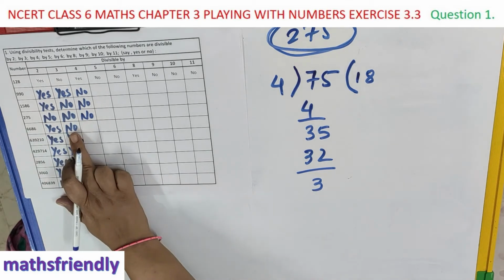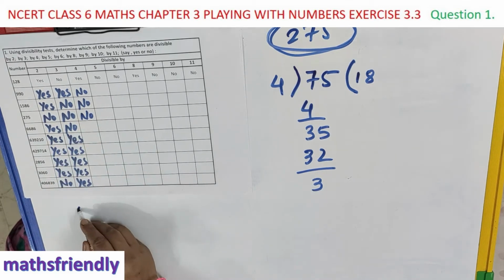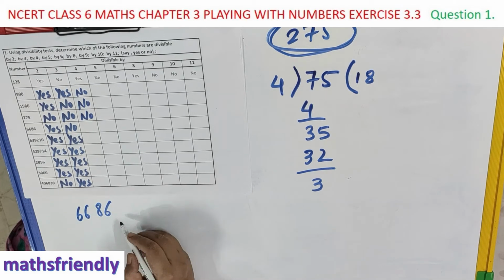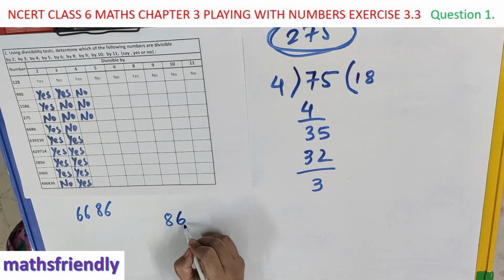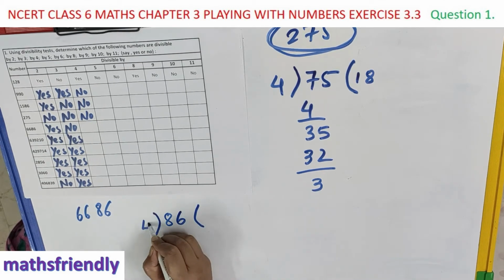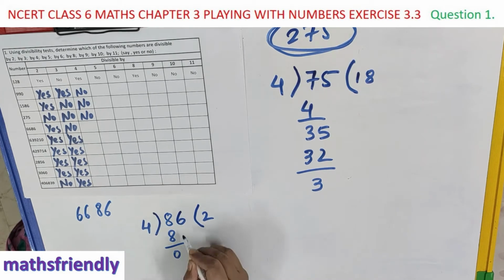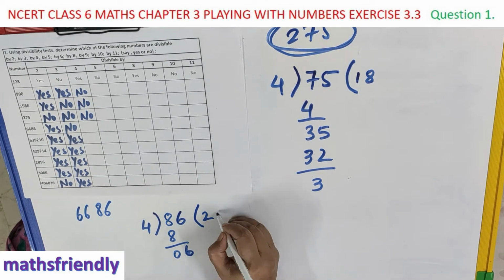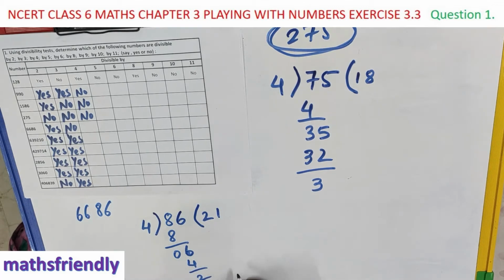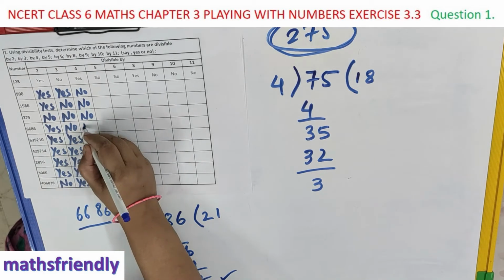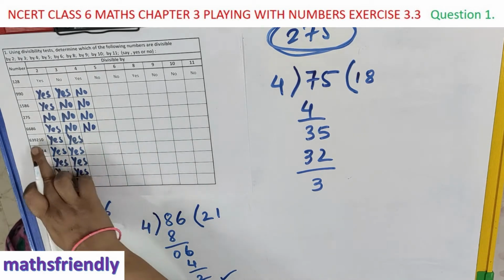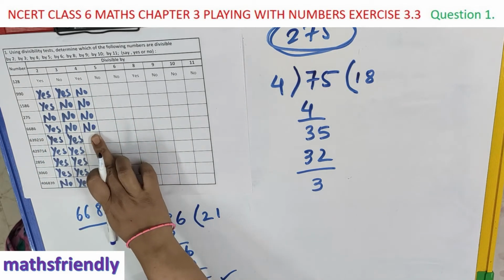Now let us come to the next question, 6. What is this? 6686. We have to check whether this number is divisible by 4. So we will check the last two digits, whether it is divisible by 4 or not. 4 2s are 8, remainder is 0, 6 comes down, 4 1s are 4, 2 is the remainder. It means this 86 is not divisible by 4 because we are getting a remainder 2, we are not getting the remainder 0. So this number is also not divisible by 4. So we will write no, this number is not divisible by 4.